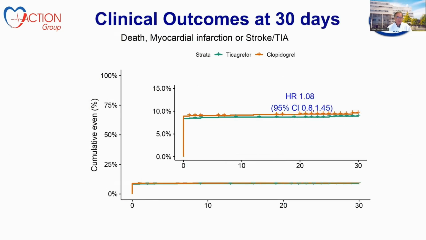When we look at the Kaplan-Meier curves up to 30 days, of course, we get all the events early on, and it's pretty stable afterwards up to 30 days.